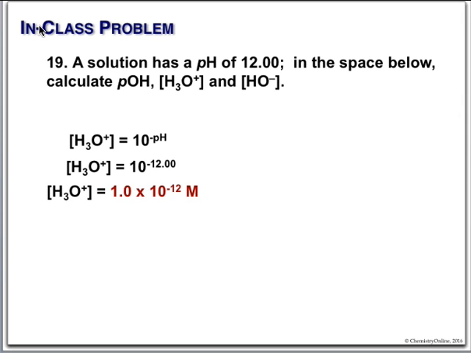I remember a bunch of questions ago I said, what was the fundamental relationship between pH and pOH? What is it? They always add up to what? 14. So if we know pH, and our pH is 12, what is pOH? It must be 2.